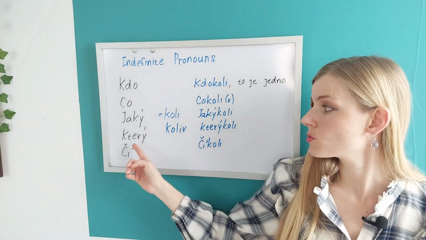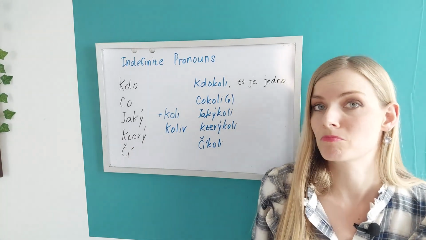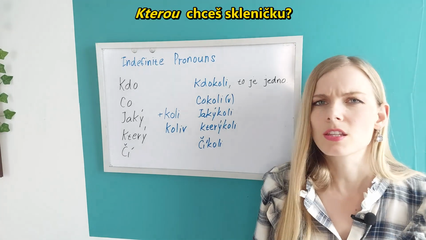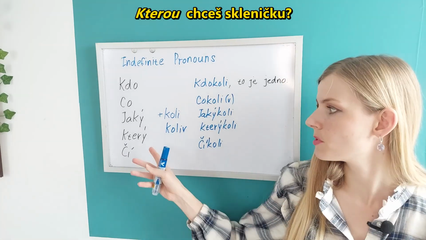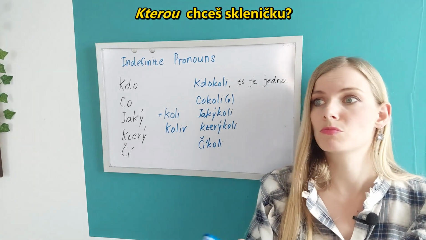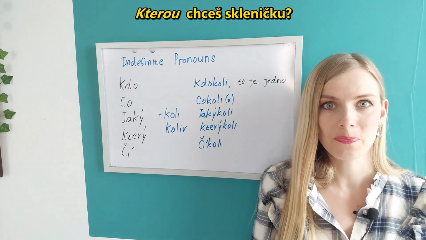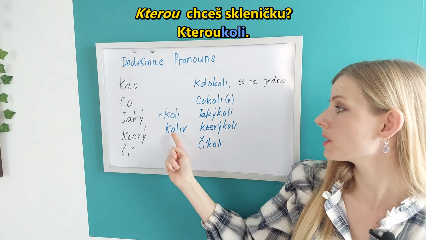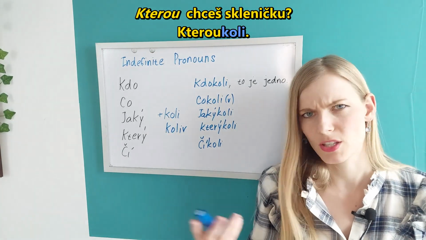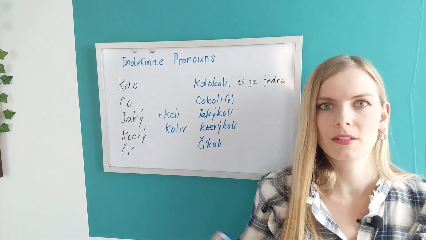Kterýkoliv. I'm going to use a little bit different form, different gender and a different case. I will explain that shortly. Kterou chceš skleničku? Which glass do you want? Remember, I'm giving you options. I'm showing you 3 glasses. Kterou chceš skleničku? And now you use the same form. Kterokoli, to je jedno. Whichever glass from these, it's fine.